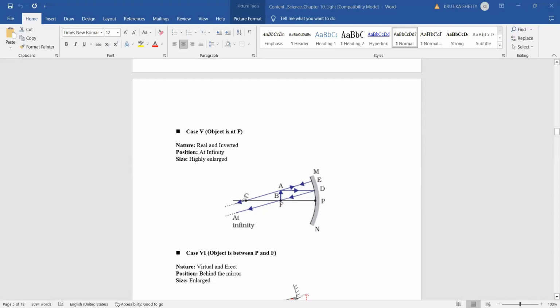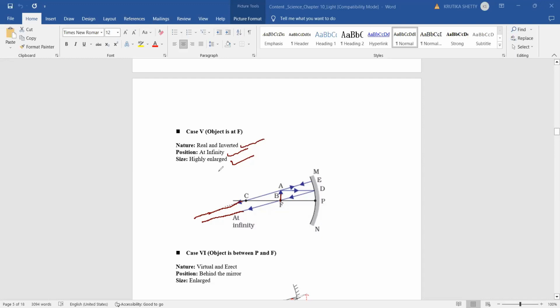Yes. So these 2 rays after reflection go like this. It is not meeting anywhere. So what we will consider is that it is meeting at infinity. When the object is at focus, the image is formed at infinity. It is highly enlarged, means very big. It is real and inverted. Yes. So this is regarding the fifth case.